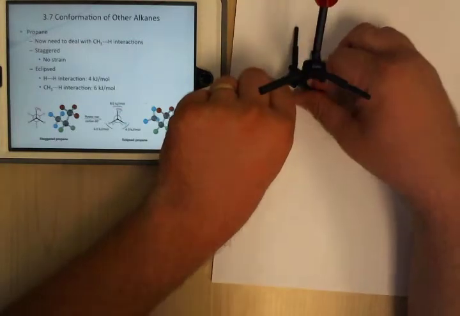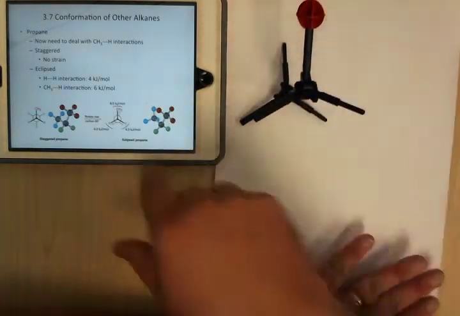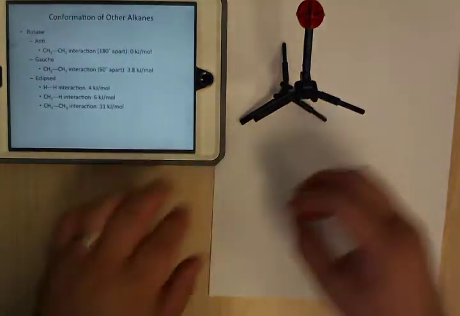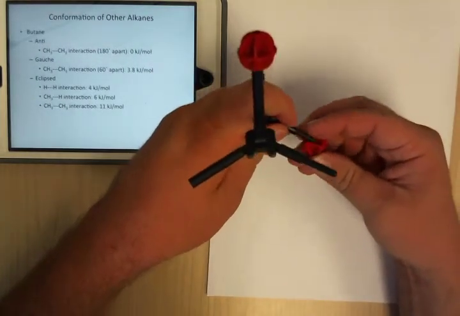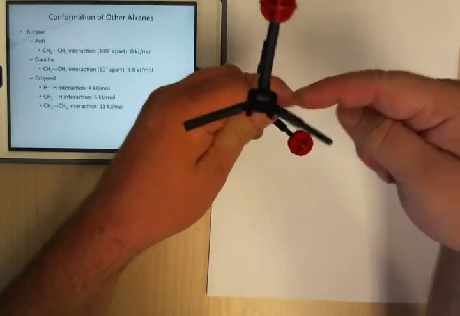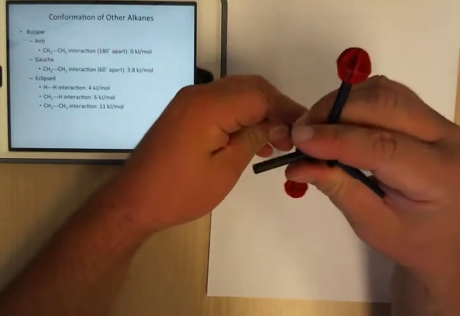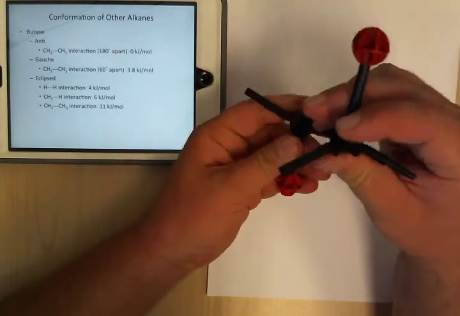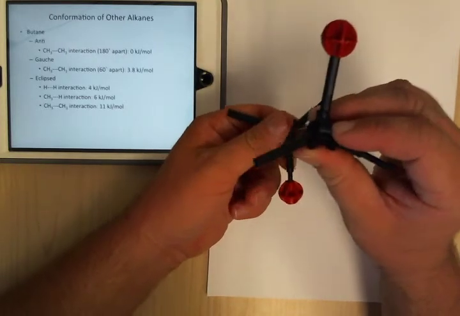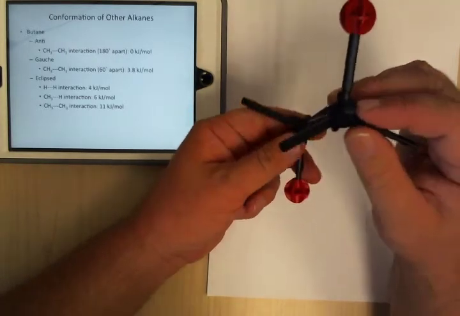Okay, so now next up, let's say we put a methyl group down here. So now it's butane, right? So 1, 2, 3, 4 carbons on it. Okay, so now we're going to have some issues. So we're going to talk about a couple things.